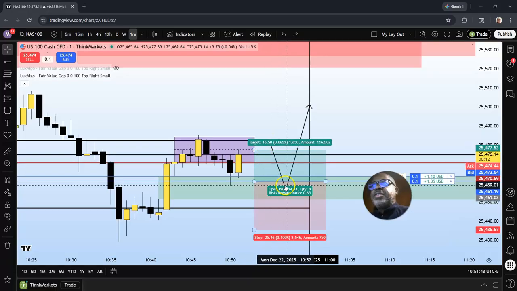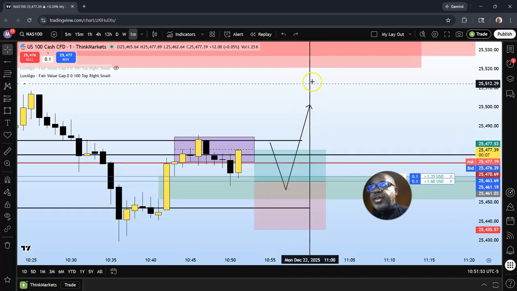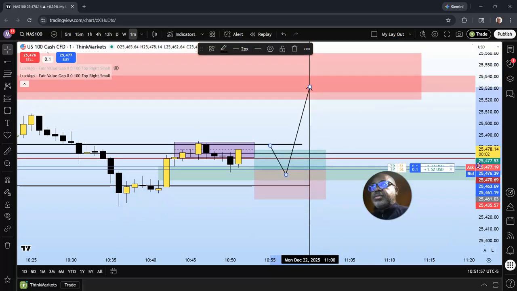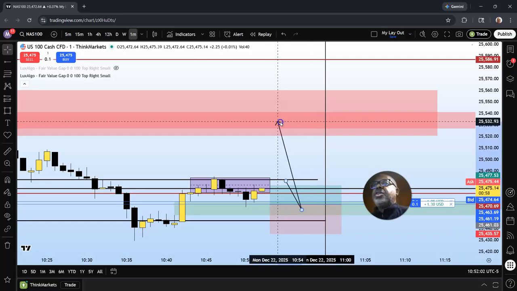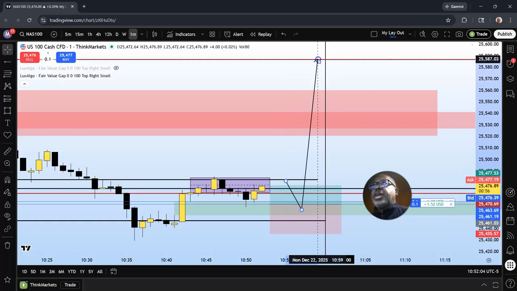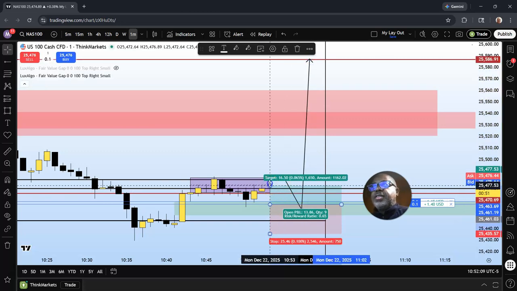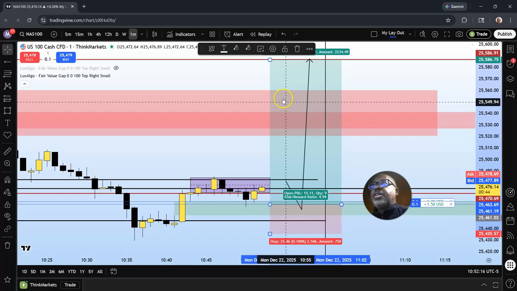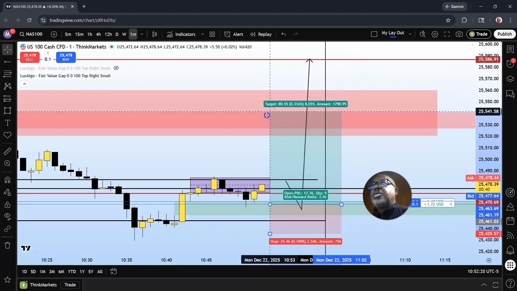Alright, so it tapped into the fair value gap, like I said. And now we're looking for a bounce off the fair value gap. And we're aiming for the highs over here. We can aim for this fair value gap, or we can aim for this high right here. So let's see what that is. It's a 1 to 4.94, but I'm not gonna be that greedy. It'd be nice, right?